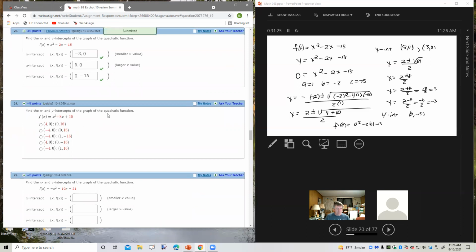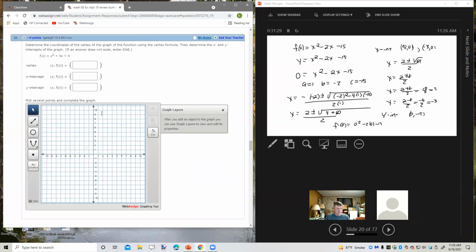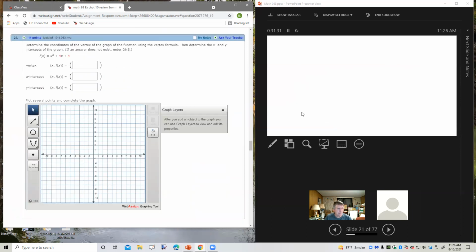Okay. All right. Let's go on down to this problem. Determine the coordinates of the vertex of the graph of a function using the vertex formula. Then determine the x and y intercepts of the graph. If an answer does not exist, enter DNE. Okay, this is not in that form y equals a times x minus h squared plus k. It's in the other form.